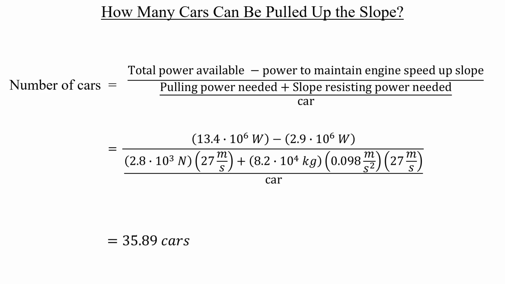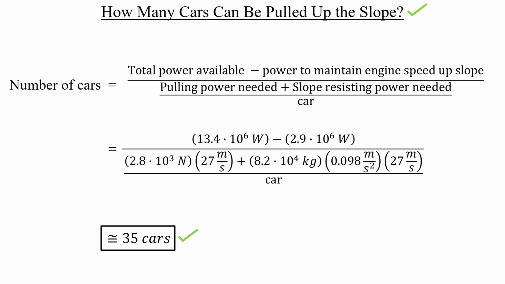When we plug in the numbers and enter that into the calculator, we get a much smaller number of cars this time. Like before, we can't pull a non-integer amount of cars, and we can't round up either, since that would be too many cars for the engines to handle. Instead, we're going to round this down to 35 cars. And that's our answer to part D.